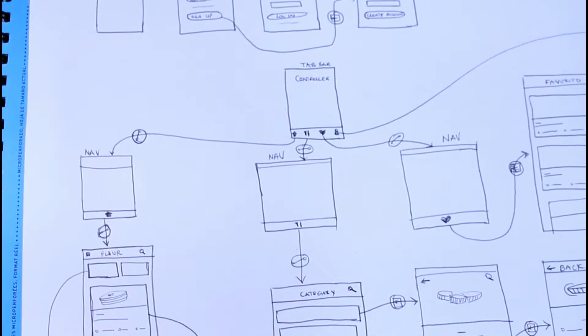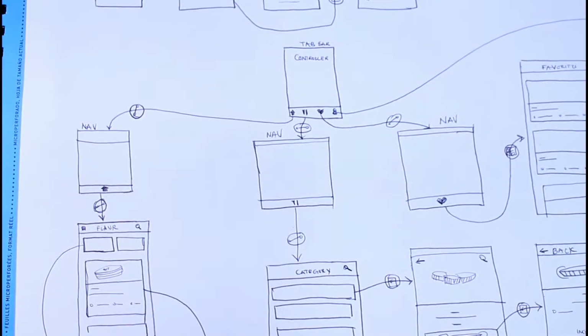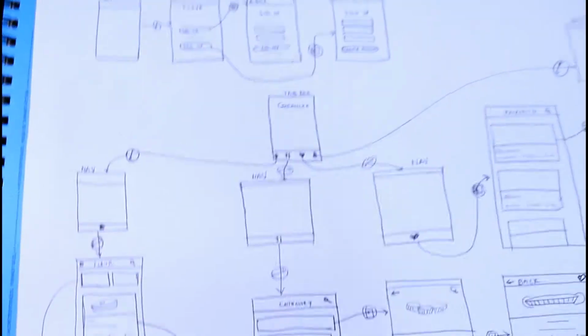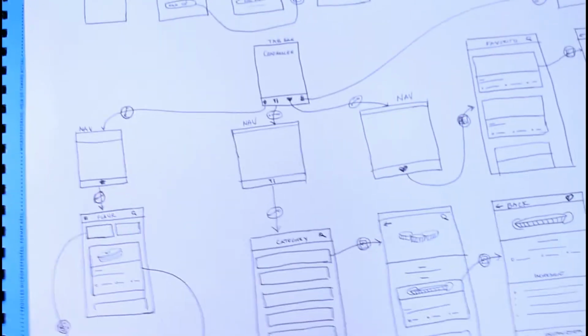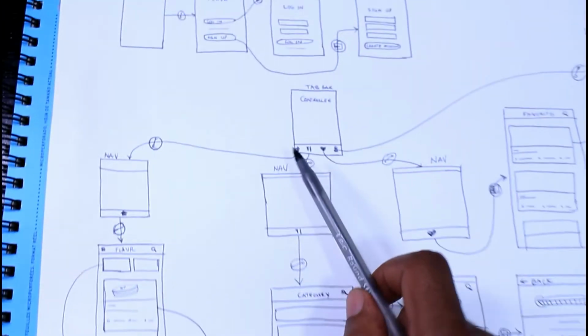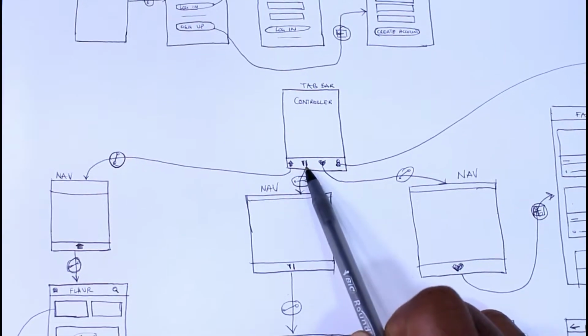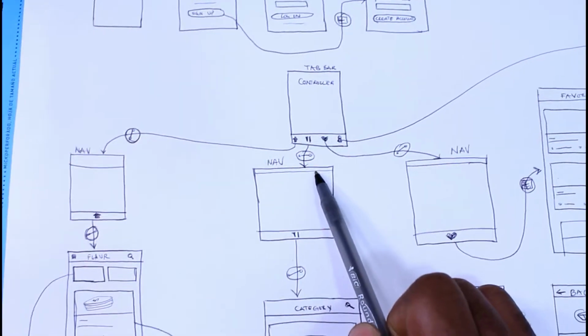So what I wanted to show in this, if this thing can focus well, all right. What I wanted to show in this wireframe is the navigation controllers. Like, how many navigation controllers are we gonna need, and how many screens do we need to build? So for all the controllers in this tab bar, we're gonna need a navigation controller.